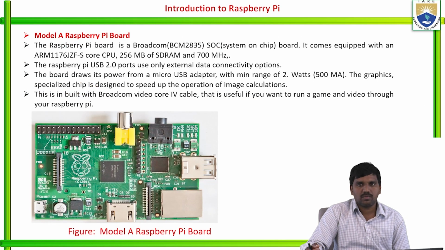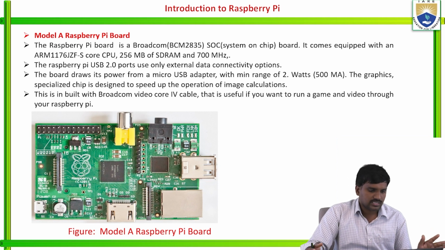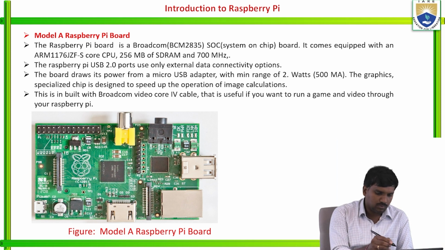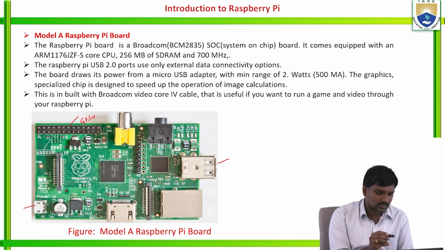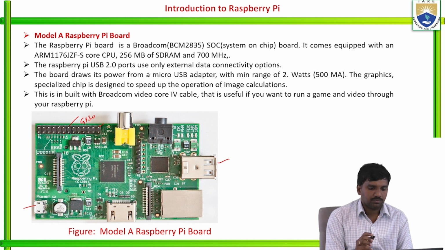Here we have Model A and Model B Raspberry Pi. Model A has some specifications, and compared with A, B also has some other specific features. Let's discuss the first, the Model A Raspberry Pi board. This is the diagram for Model A. It has the same ports, like a USB port and RS-232, and 40 general purpose input output pins, having 20 pairs. Coming to the specifications of the Model A Raspberry Pi board.